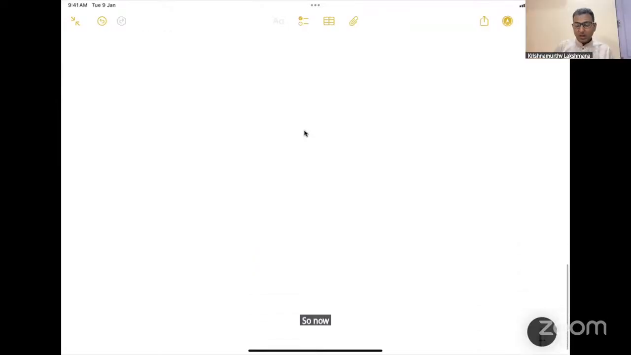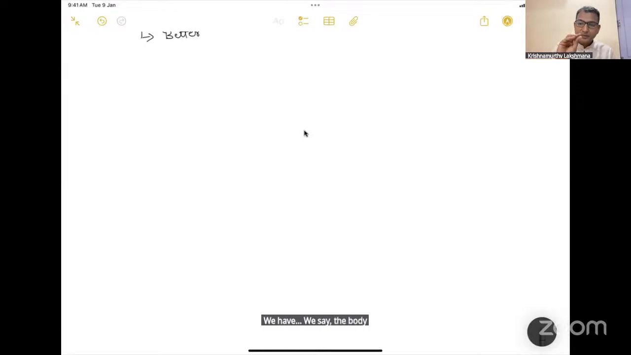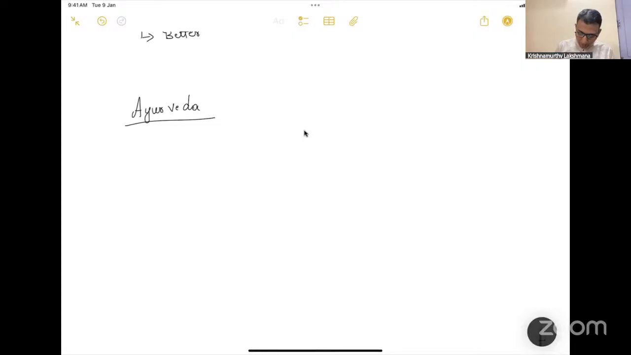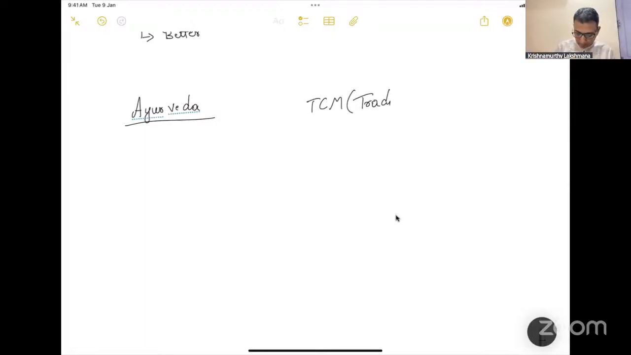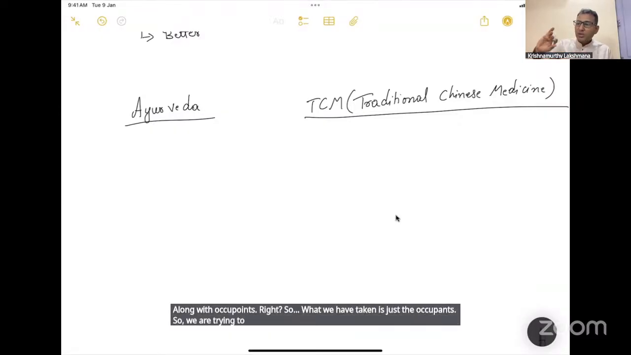So now in TCM, traditional Chinese medicine, we say the body is made up of 5 elements. Okay, I'll write it here. Even in TCM, they use herbs along with acupoints, right? So what we have taken is just the acupoints. We are trying to remove the herbs and use the acupoints to bring the balance of energies.